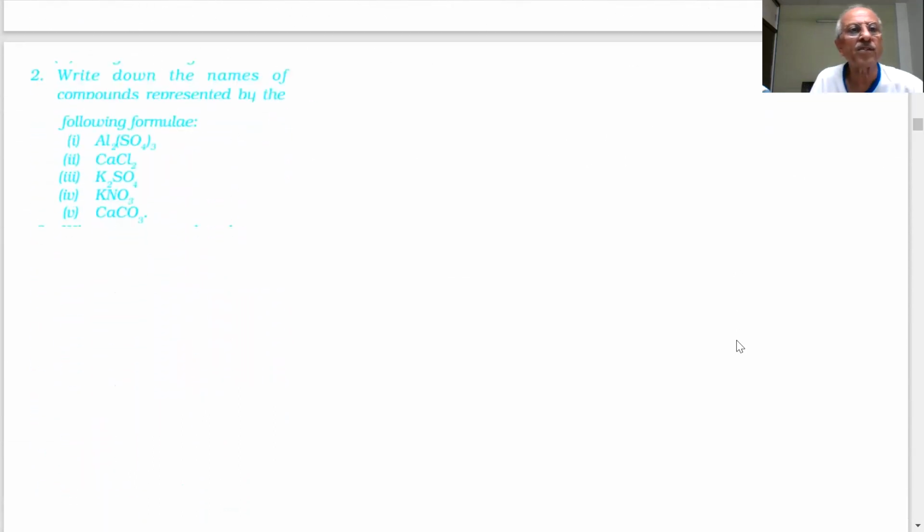Now the questions are coming like: write down the names of the compounds. You have to write down the names of the compounds, students. How will we answer this question, students? If I take first Al2(SO4)3, students, what will be the name of this compound?